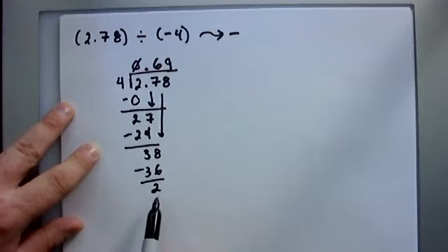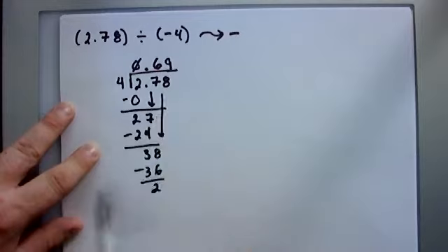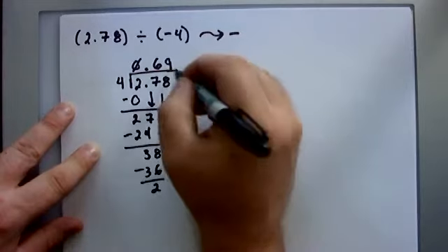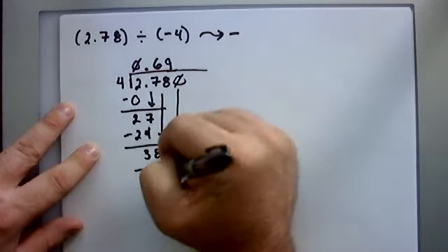Now, we're not using remainders. Decimals and remainders are not compatible. So what you have to do, because this didn't say round, and it didn't tell you to stop here, when you have a decimal problem that doesn't end cleanly, you have to keep adding zeros until it does.